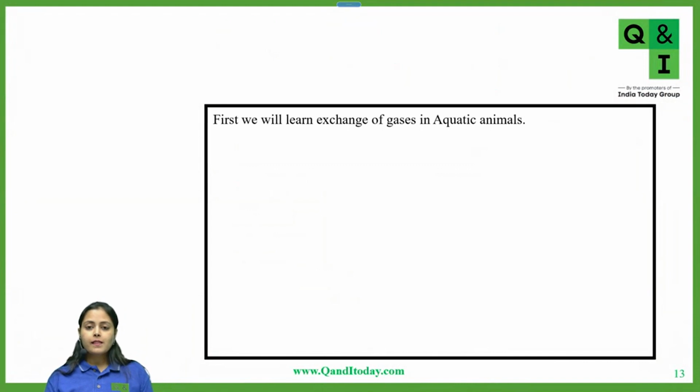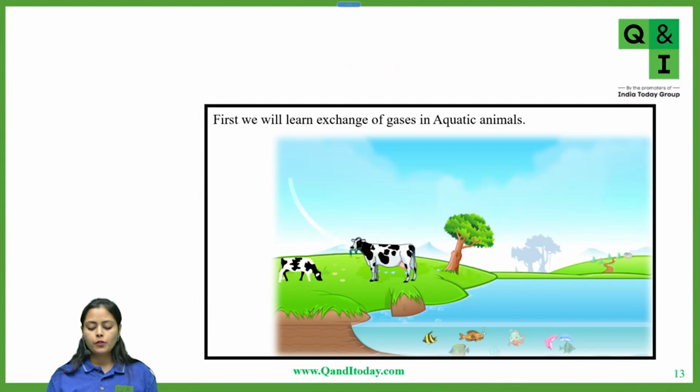Now let's understand how the exchange of gases occurs in aquatic animals. Let's talk about fishes first of all. Let's discuss aquatic animals in general first. This question has been asked in previous years in board examinations, and there is a probability that it might be asked again, according to the pattern which we have been studying.